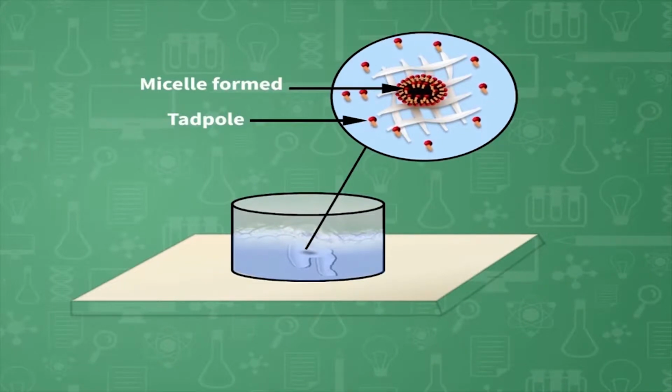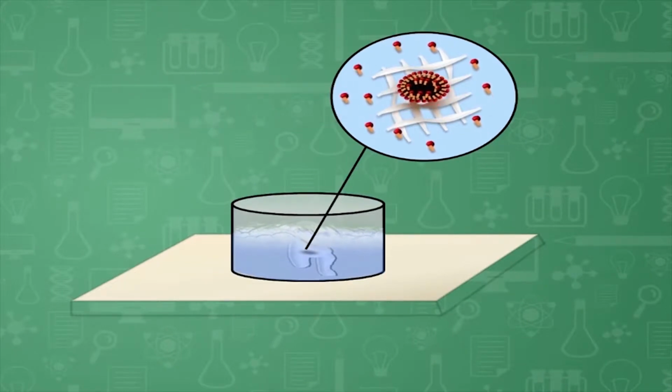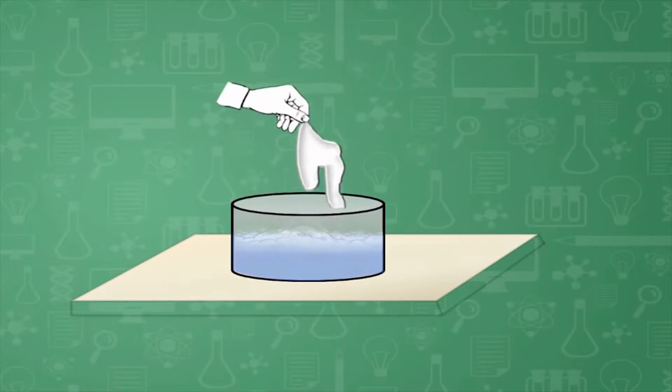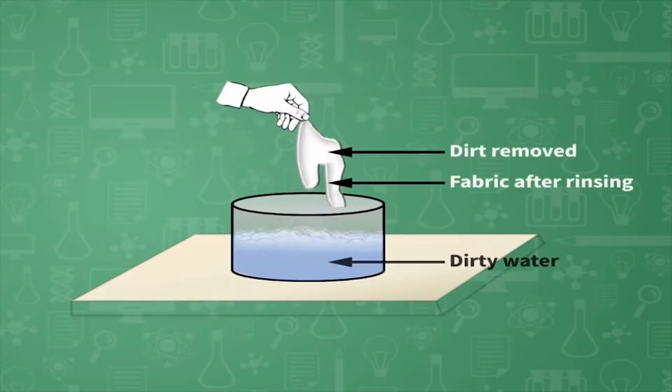Now, when we rub the cloth, the micelle is removed from the cloth along with the dirt, and the dirt dissolves in water, whereas the cloth comes out clean and the water becomes dirty. This is the cleansing action of soap.